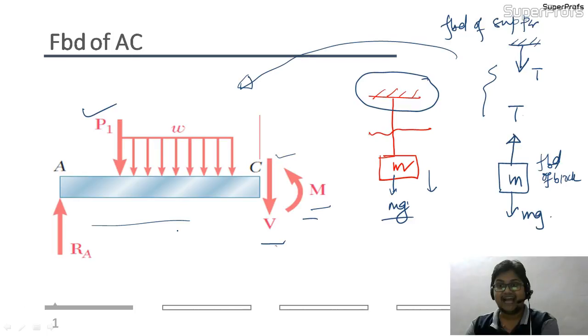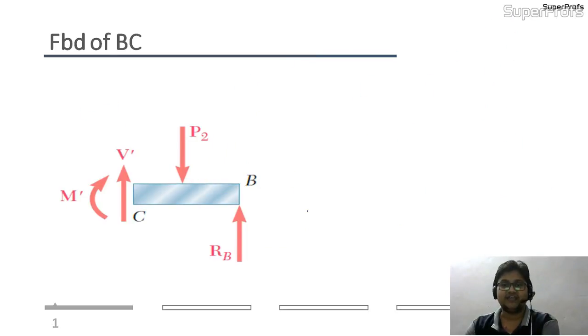So in the reaction of the CB part, this AC part here we have shown, and in the CB part we will be seeing that the shear force will be acting in the upward direction and the moment will be in the clockwise direction. So here you can see this moment M dash is in the clockwise direction and the shear force V dash is in the upward direction. So friends, we will be trying to draw our internal reaction by cutting the segments like this only. This will be the situation.